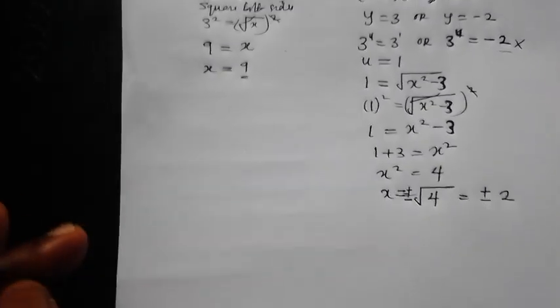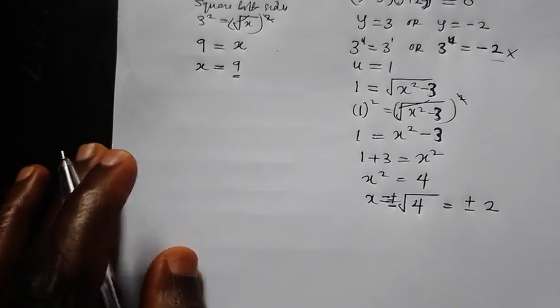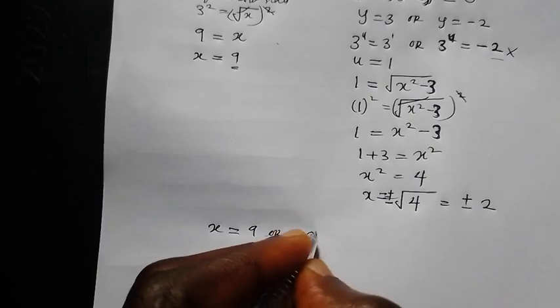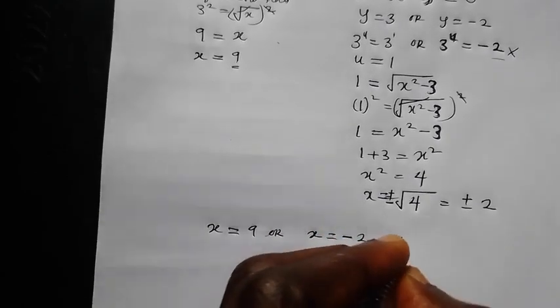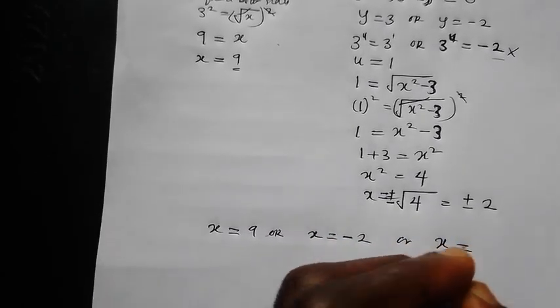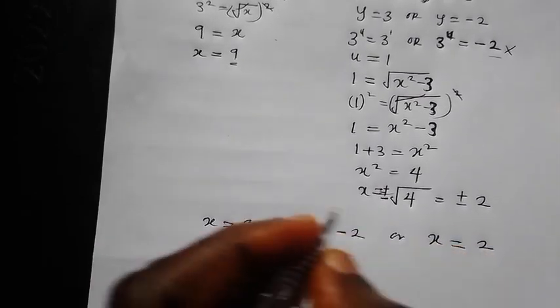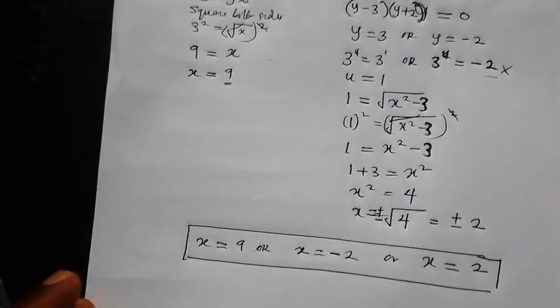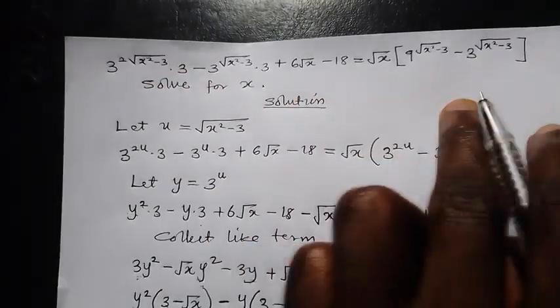Meaning that the complete solution to this question now is that x can be 9, or x can be minus 2, or x can also be 2. So this gives us the solution to the question that we have before us.